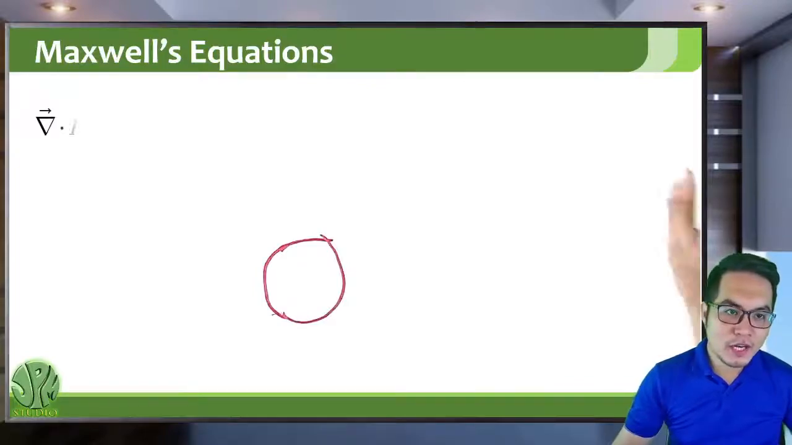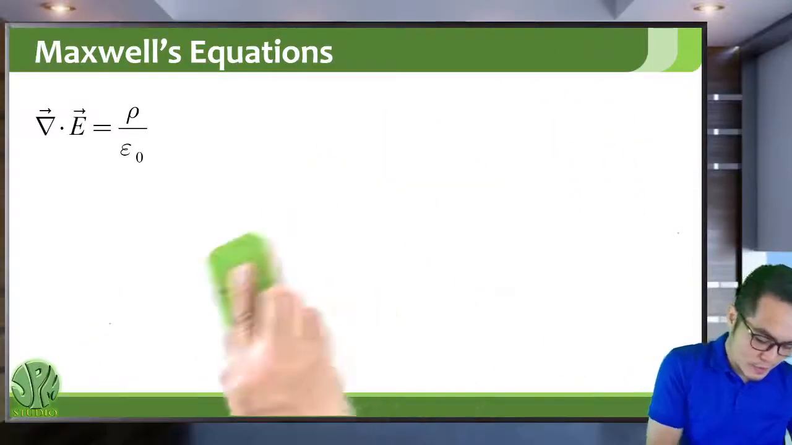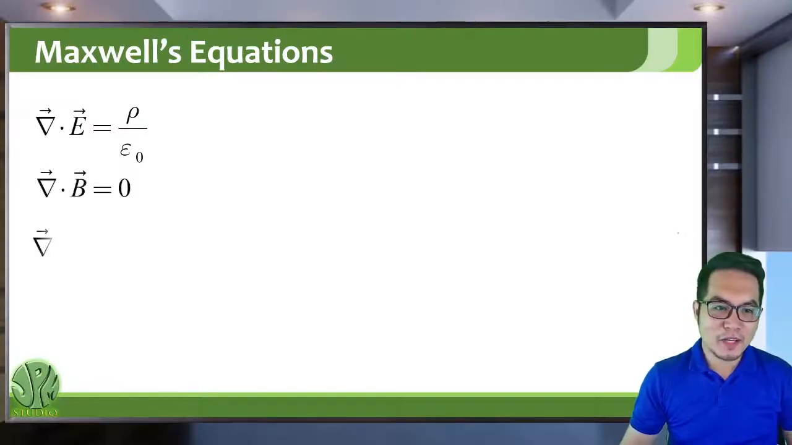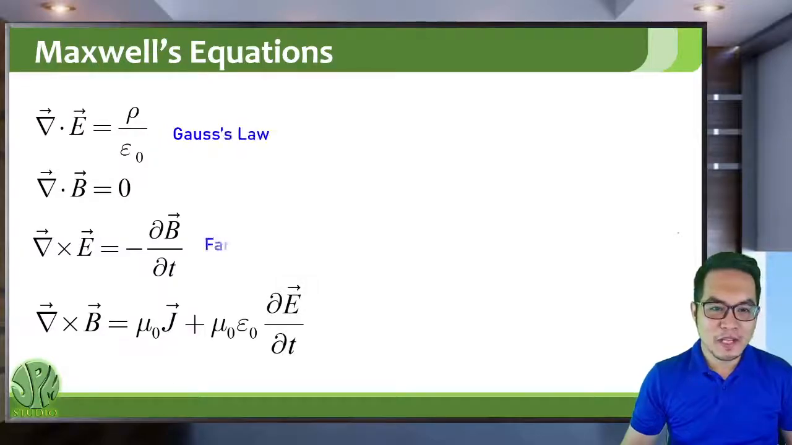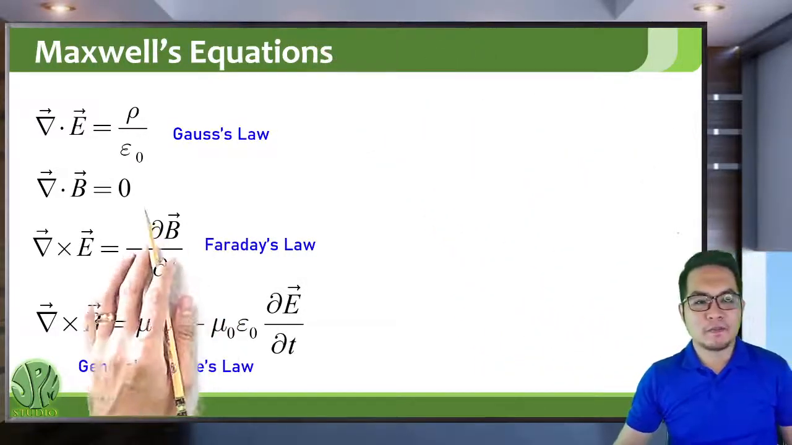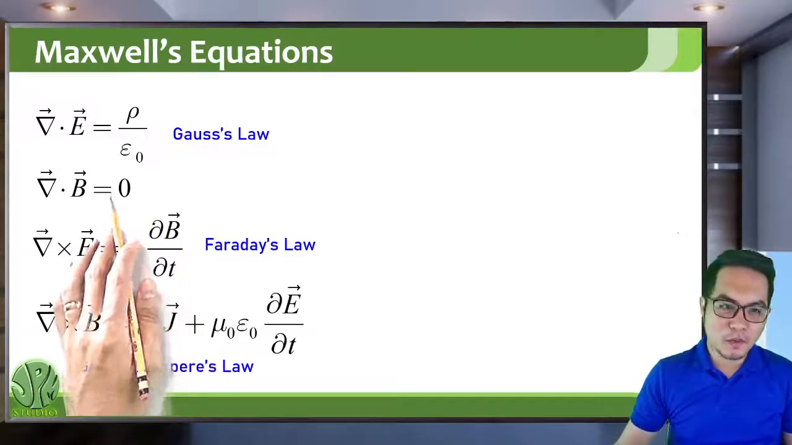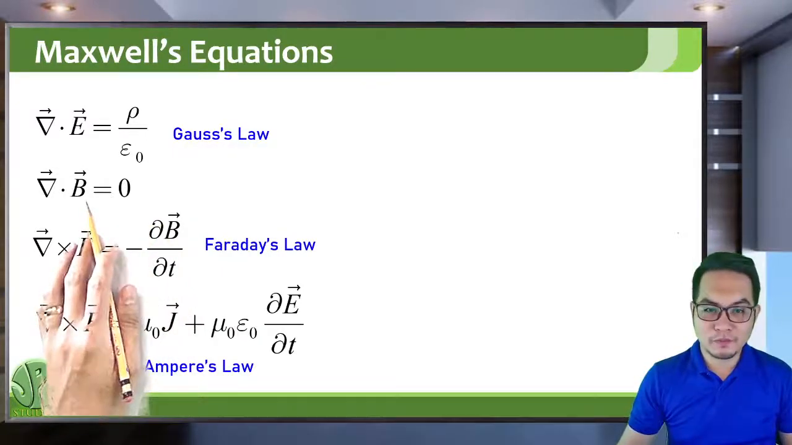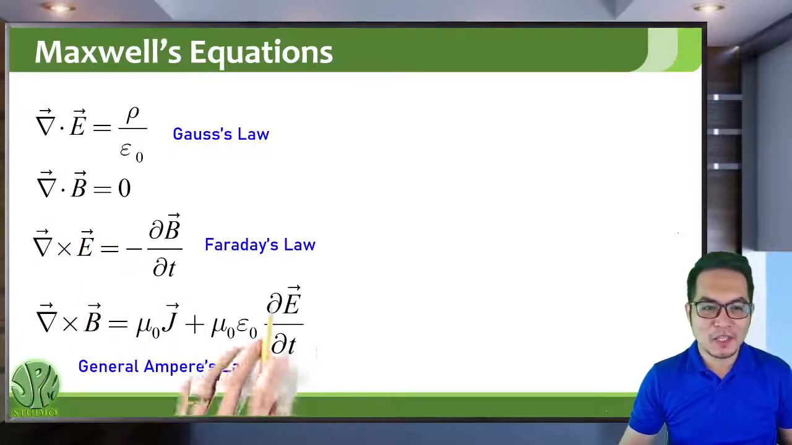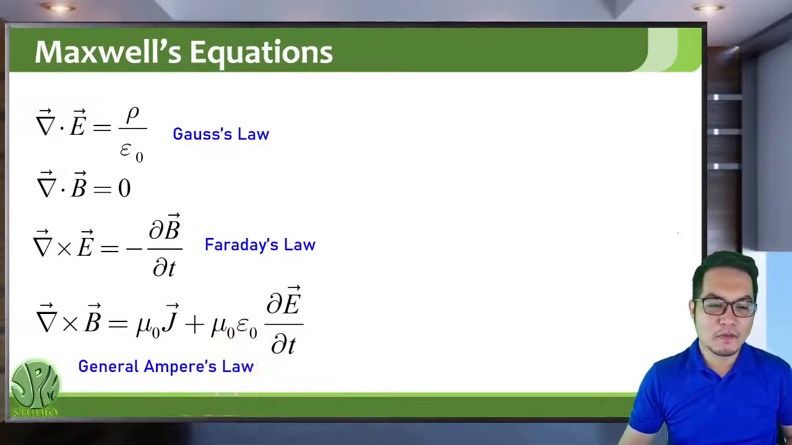So these are now Maxwell's equations. Even though these are not named after Maxwell, the collection of all these four equations is called Maxwell's equations. So you have the Gauss law, and then usually they don't call this second law with any name, but you can actually call this the Gauss law for magnetism. You have Faraday's law, and you have the general Ampere's law.